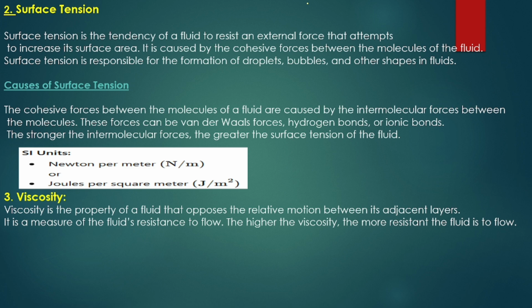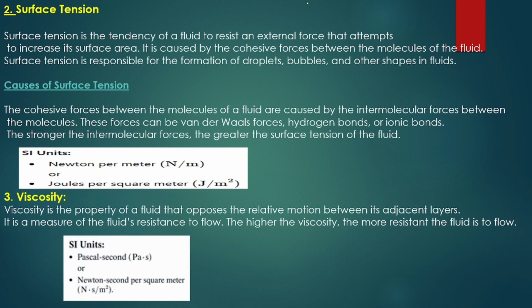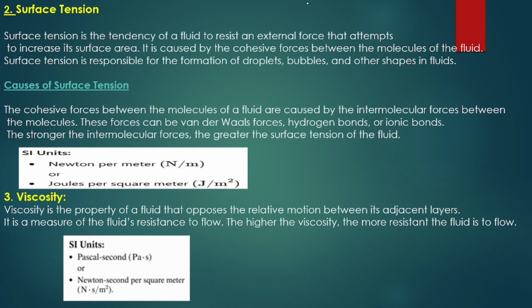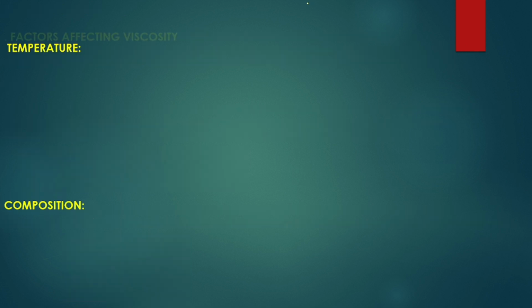That's the concept. It is a measure of a fluid's resistance to flow. The higher the viscosity, the more resistant the fluid is to flow. Its SI units are Pascal second, or Newton second per meter square. Next, some factors affecting viscosity.